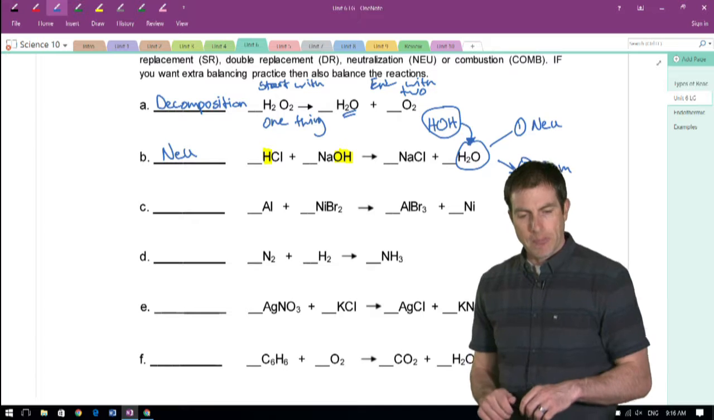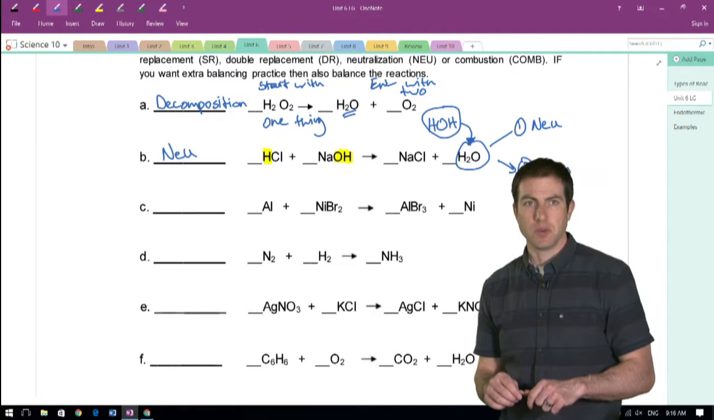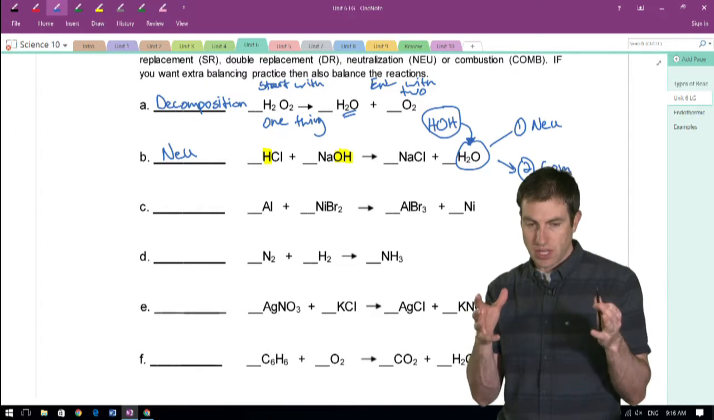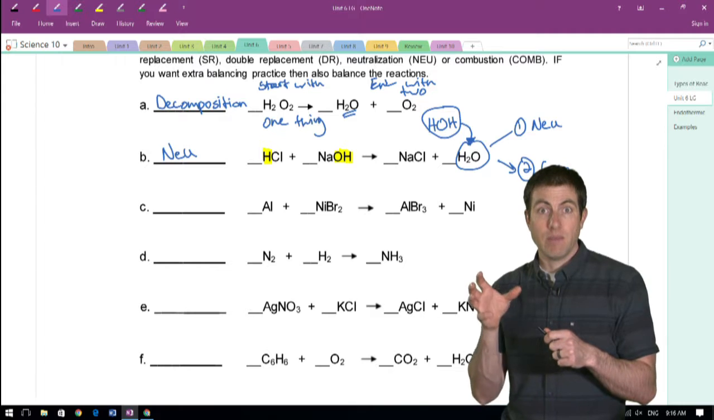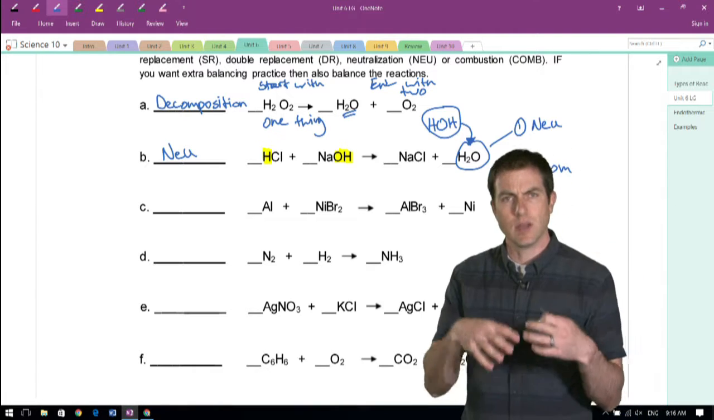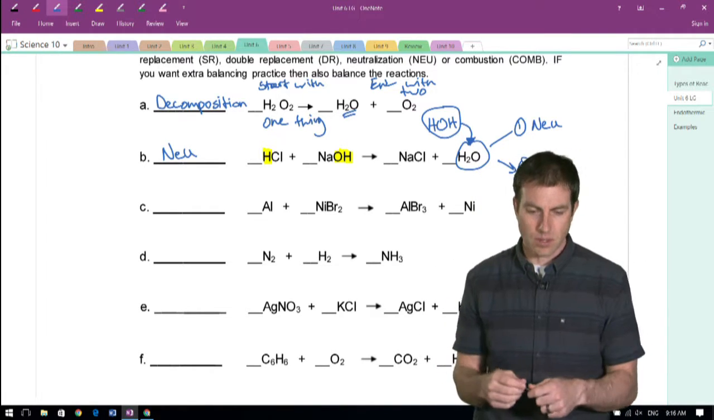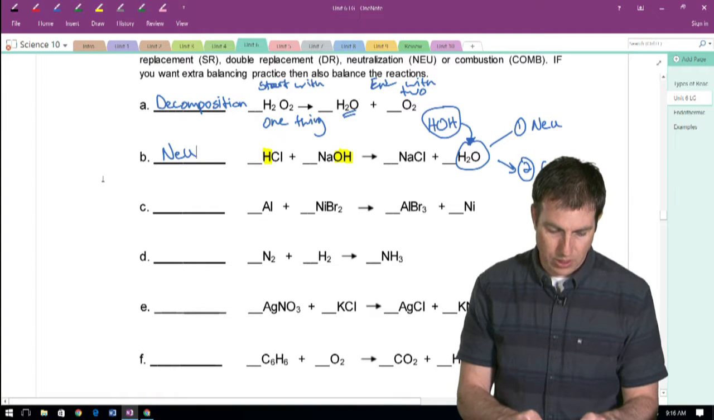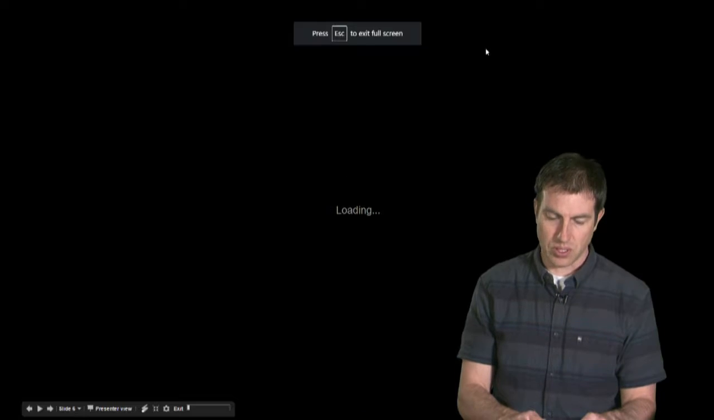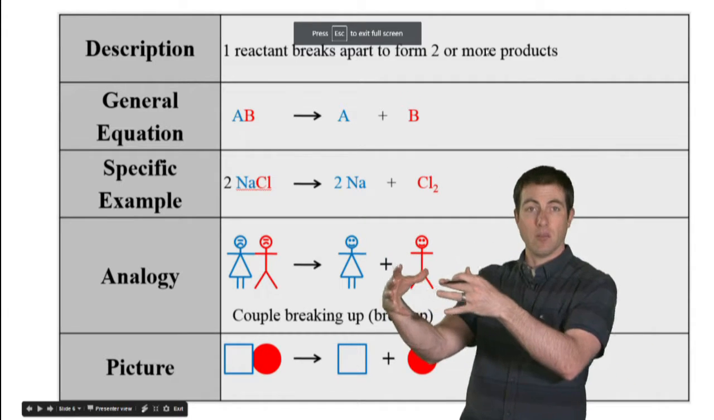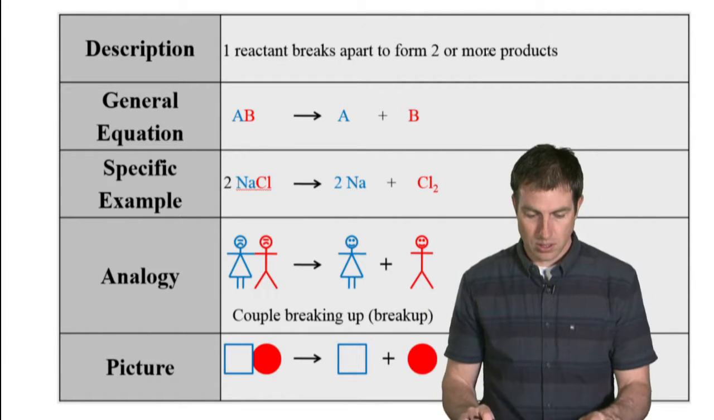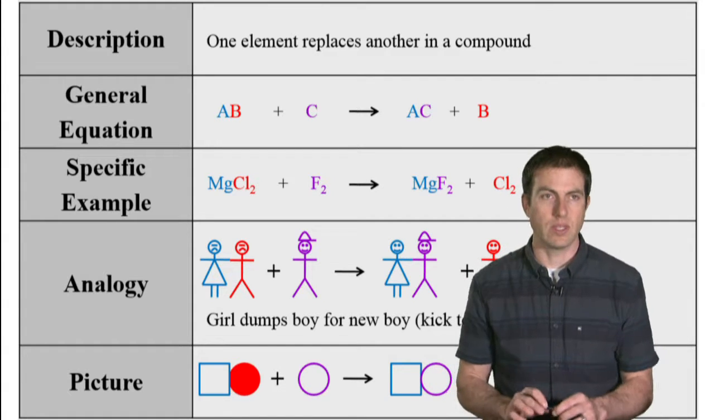The third one looks a little bit different than the other ones we've done thus far. You can see that it has this element by itself. That aluminum is just kind of hanging out there by itself. And then the other thing is a compound, NiBr2. So we have something by itself and a compound. Okay, maybe I'll just go back to the notes. I feel like I may be overdoing it, but we'll look through this. So we have something by itself and then a compound. That's what we're looking for. So that would be like A and BC. So this is the situation we have.